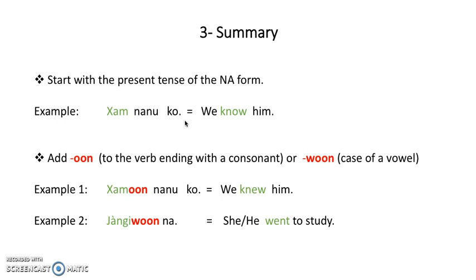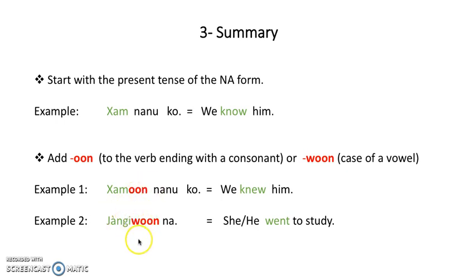If I am doing it in the past, for example here, khamon nanu ko, we knew it. So because this ends with the consonant, khamon nanu ko. The second example I have is with the verb jangi, which means to go to study. Jang means to study. Jangi means to go to study.